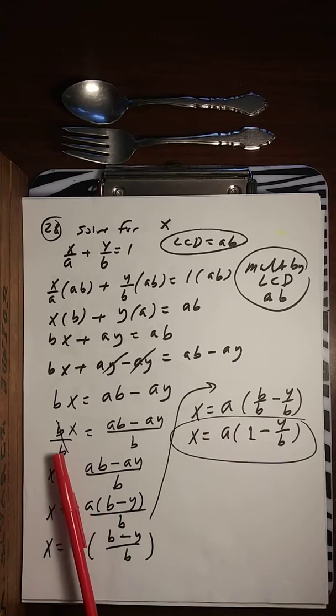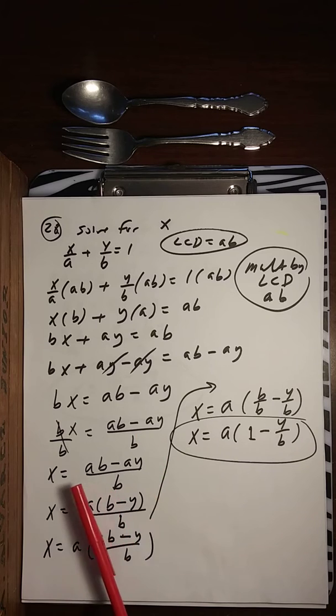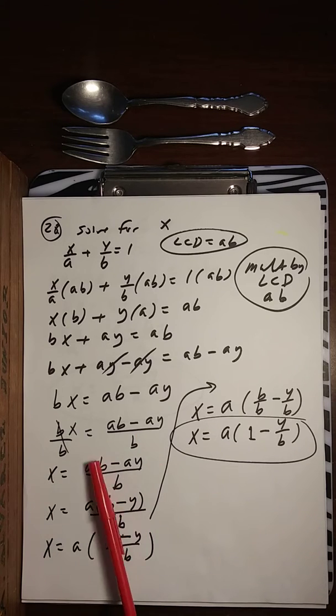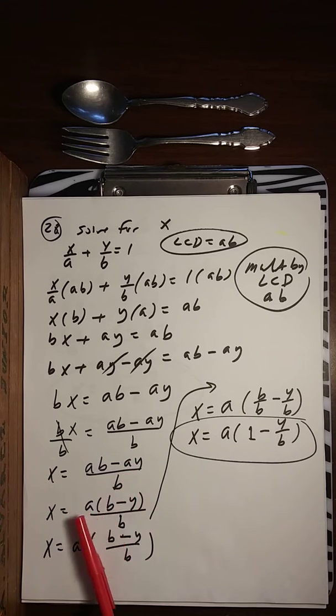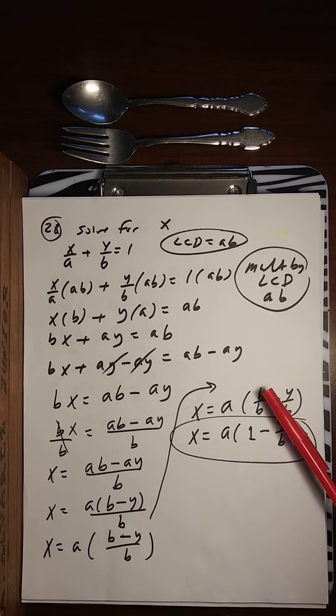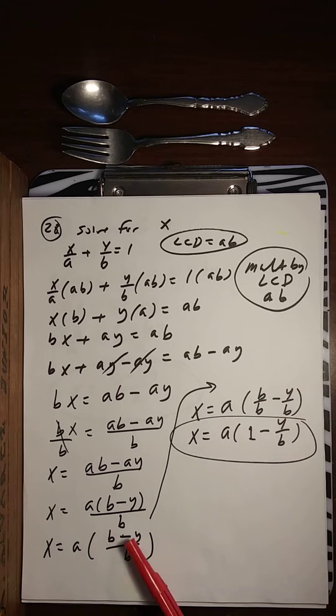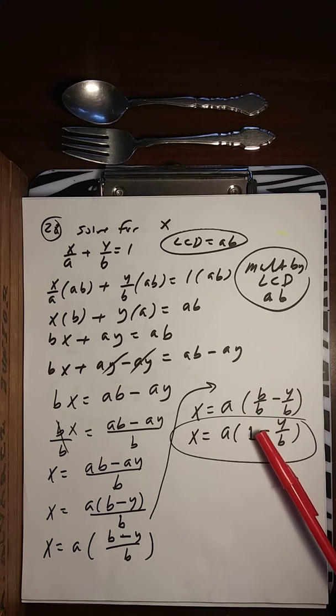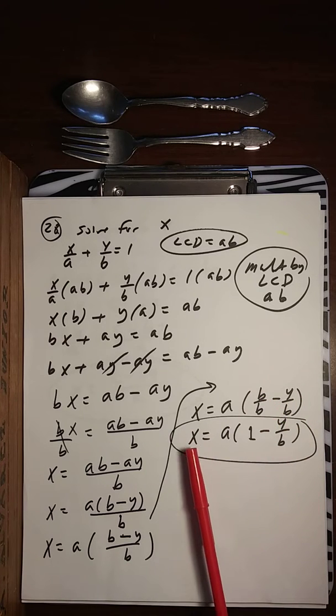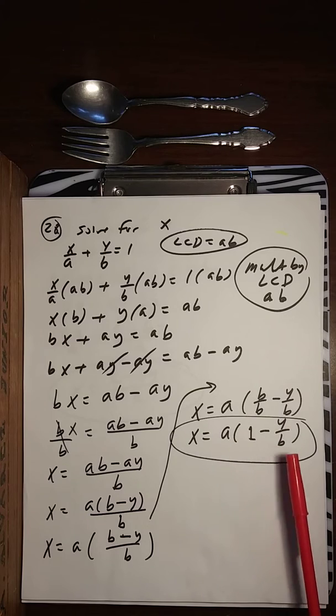So now divide by B. So we have this left over here. AB minus AY over B. Or factor out the A, parentheses, B minus Y over B, all of this, times A. And we can break it into B over B, Y over B. B over B is 1, so this is the form they wanted. X equals A, parentheses, 1 minus Y over B. That's how they wanted it.